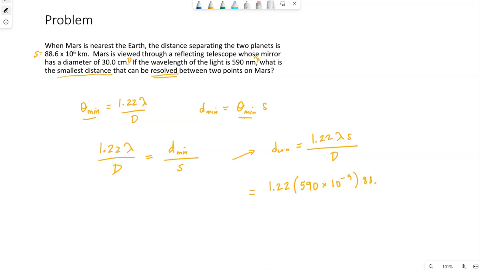S, 88.6 times 10 to the 6 kilometers. So I need to put in 10 to the 3 for the kilo part. So I'll end up with 88.6 times 10 to the 9th meters. And then the diameter of the mirror is 30 centimeters, so 0.3 meters.